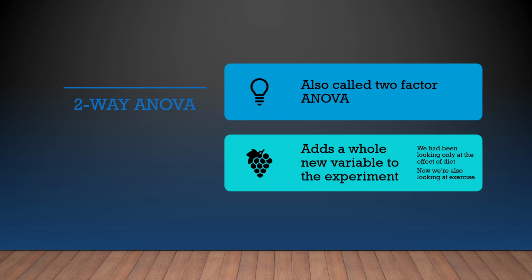So let's jump back here and talk about Two-Way ANOVA. This is also called a two-factor ANOVA, and it's going to add a whole new variable to the experiment. So if we had only been looking at the effect of diet, like let's say we have a large group of people, we're looking at, say, keto versus vegetarian diet versus you eat whatever you want, you just count calories. We're looking at how much weight all of these different people are losing and their overall health. What if we want to add in exercise as a different variable?